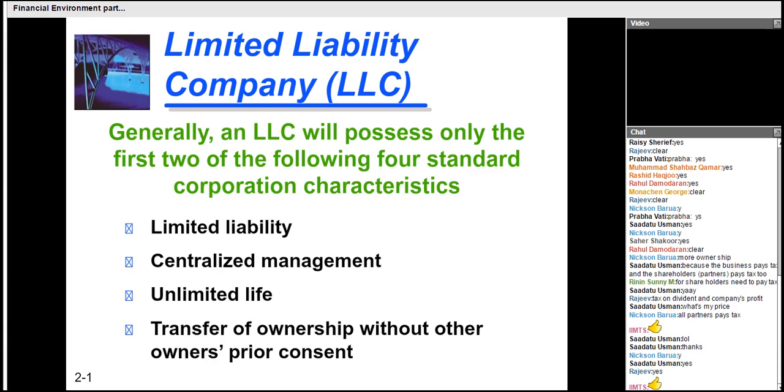The other two are unlimited life and transfer of ownership without other owners' prior consent. For an LLC it is difficult to transfer ownership as compared to a corporation, because if you want to transfer the ownership, you have to take the consent of the other owners. Clear?